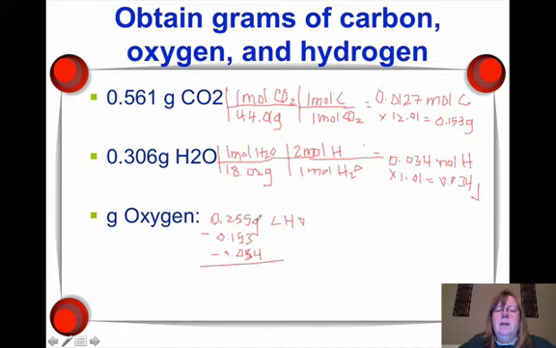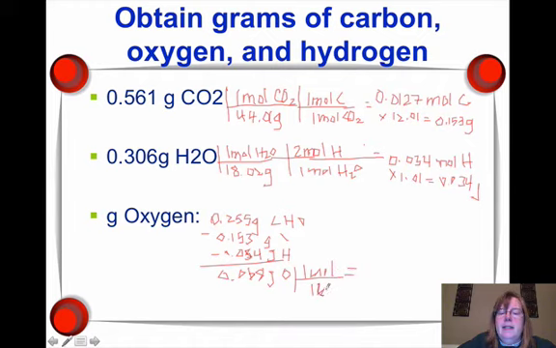The sample mass was 0.255 grams minus 0.153 grams. That was carbon, and 0.034 is the grams of hydrogen. And so when we do that, we come up with, let's see, 0.068 grams of oxygen. And now let's go ahead and convert that to moles, because we know for an empirical formula, we need moles of everything, and this was a 16 down here.